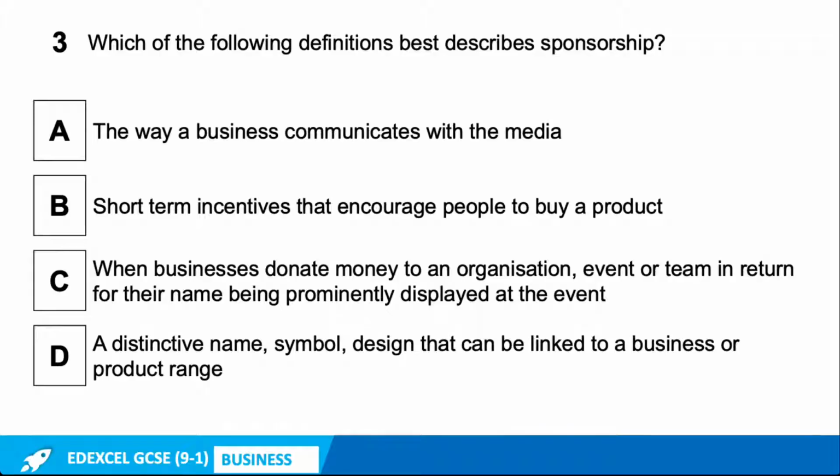Answer for question 3 looks like C is the most popular. And that's because C is correct. Sponsorship is where businesses donate money to an organization, event, or team in return for their name being prominently displayed. The way in which the business communicates with the media, short-term incentives to encourage people to buy a product, distinctive name, symbol, design, all other forms of promotion. Do you know what they are?